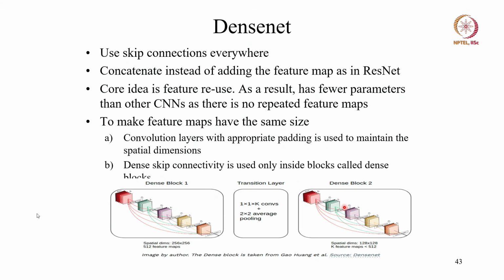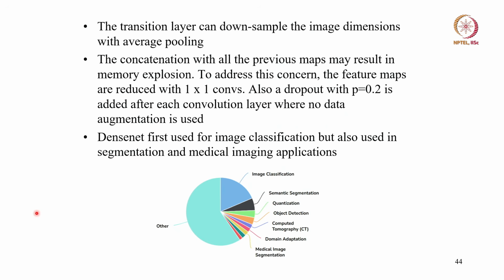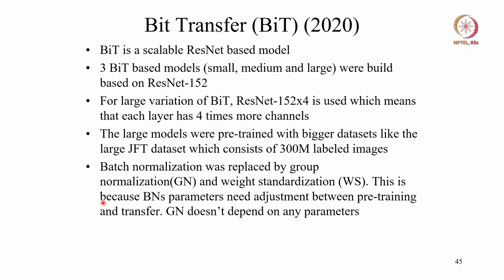So these skip connections in a block. Okay, so that is the speciality of this DenseNet. Okay, so you find that these are all the applications of using DenseNet. It was first used for image classification, then it's also used for segmentation and other medical imaging, etc. Right? Okay, so BiT transfer is a scalable ResNet based model.